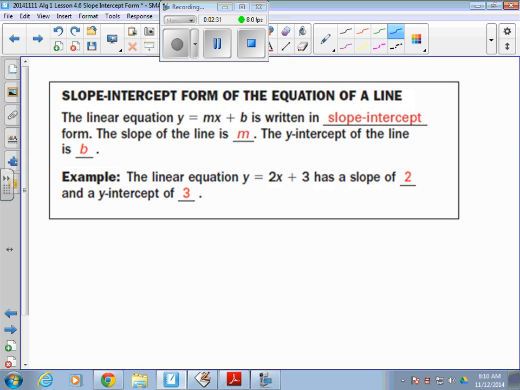Slope-intercept form of the equation of a line says that the linear equation y equals mx plus b is written in slope-intercept form. The slope is m, the y-intercept is b. The example, y equals 2x plus 3, the slope is 2, and the y-intercept is positive 3.